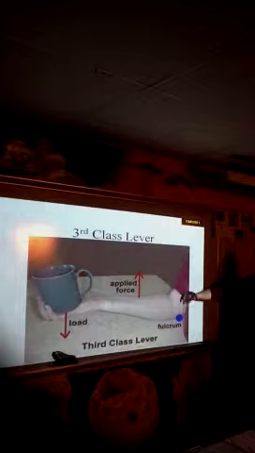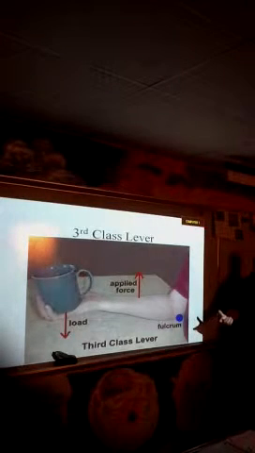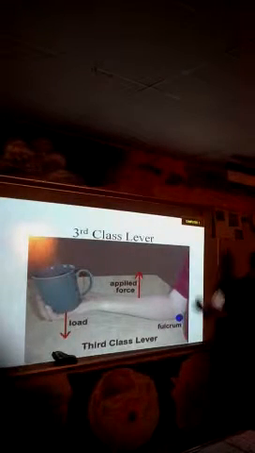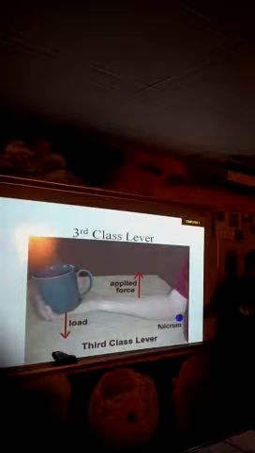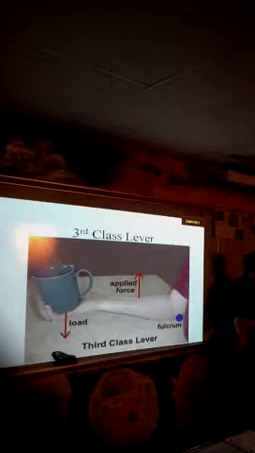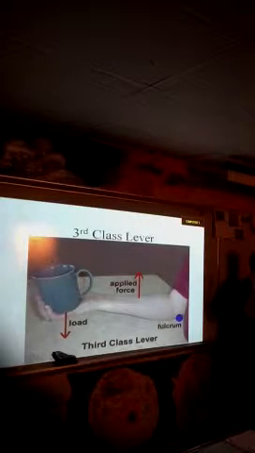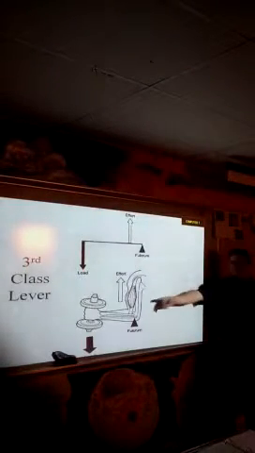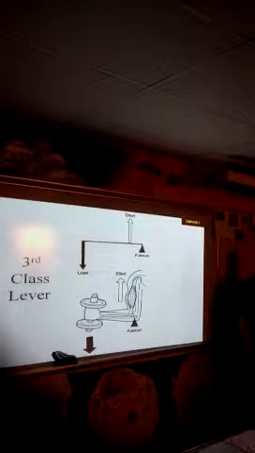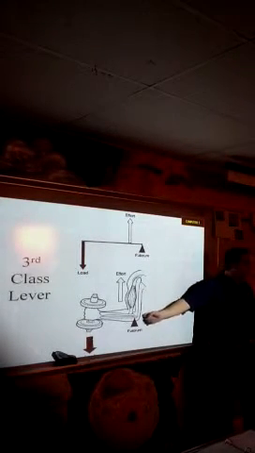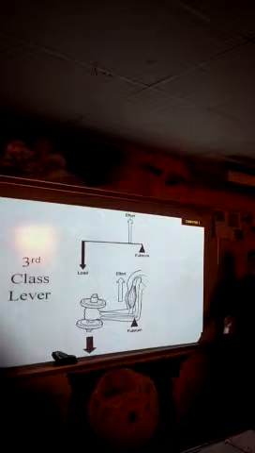Watch, you'll see. Picking up an object with your arm. Your fulcrum is your elbow. It's your pivot point. Your effort is your forearm. Therefore, the cup is the load you pick up. Same thing with the weight. Your arms, shoulders, elbows, knees, joints all act as a pivot point where it can move.